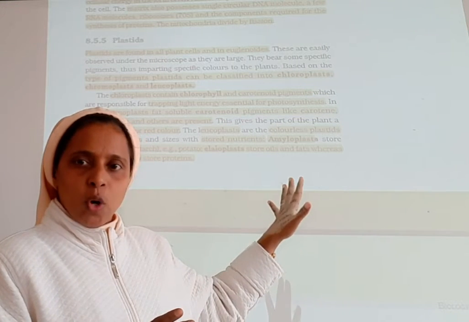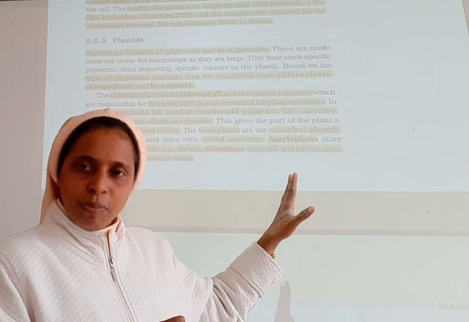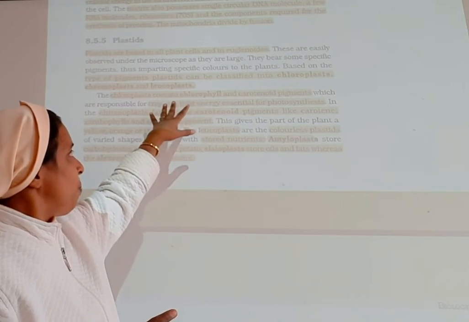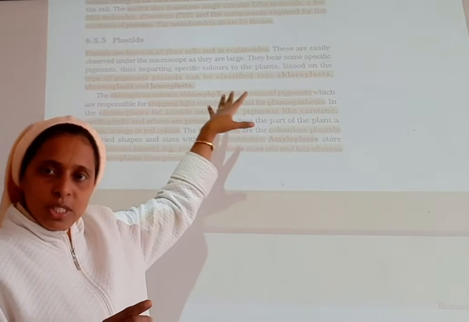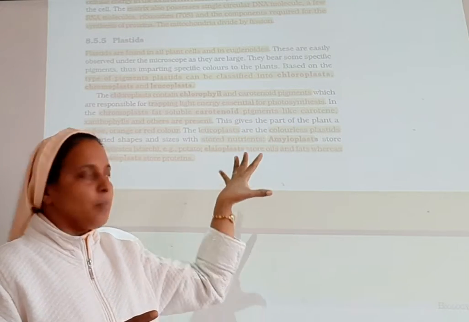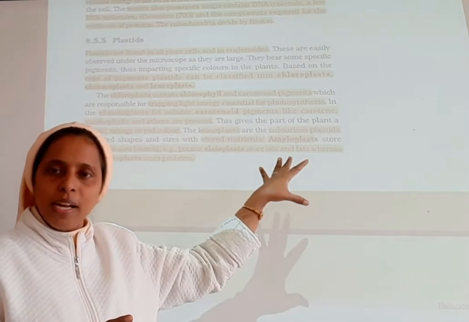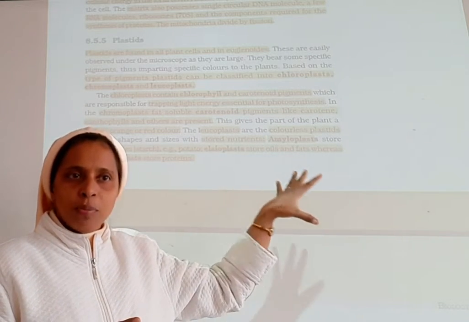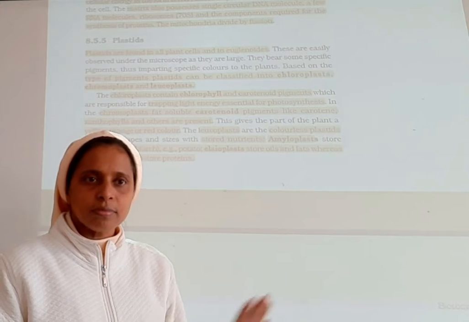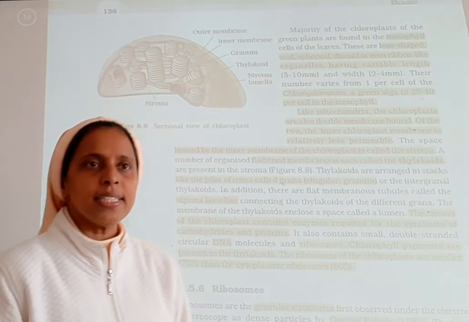Then the chromoplast, what does it contain? It contains carotenoid pigments. And what is leucoplast? They are the colorless plastids. Chloroplast contains chlorophyll and is used for photosynthesis. Chromoplast contains carotenoid pigments, and leucoplast, which is a colorless plastid, stores nutrients. We know that amyloplast stores carbohydrates, elaioplast stores oil, and aleuroplast stores proteins.